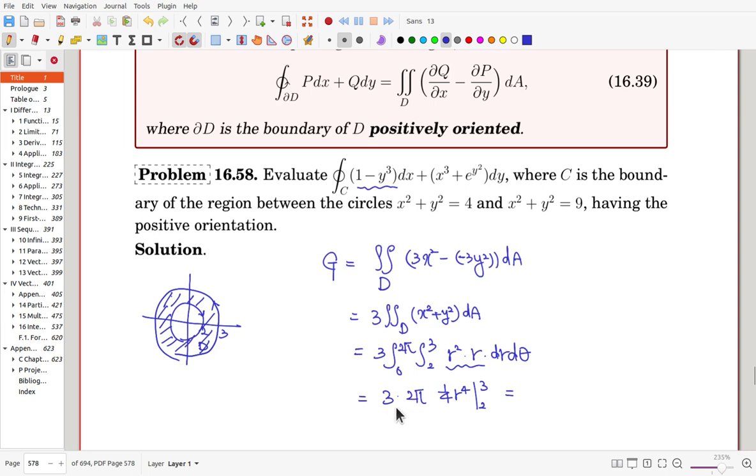So this first portion, along with this quarter, that is 3 over 2, so that 3 pi over 2 is the coefficient, and this one is 81 minus 16. You can simplify. Okay, that's the final answer.